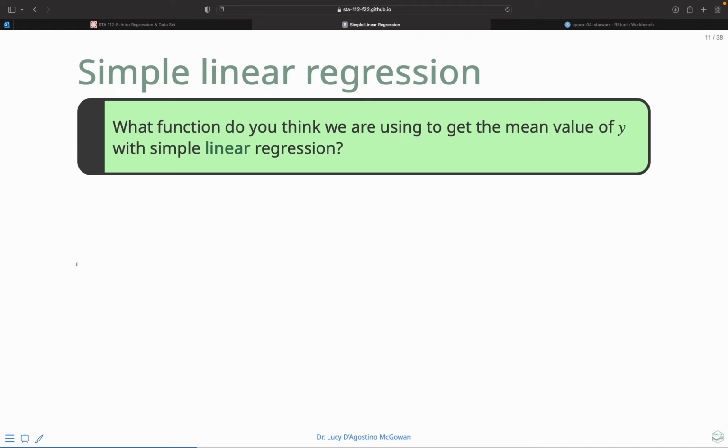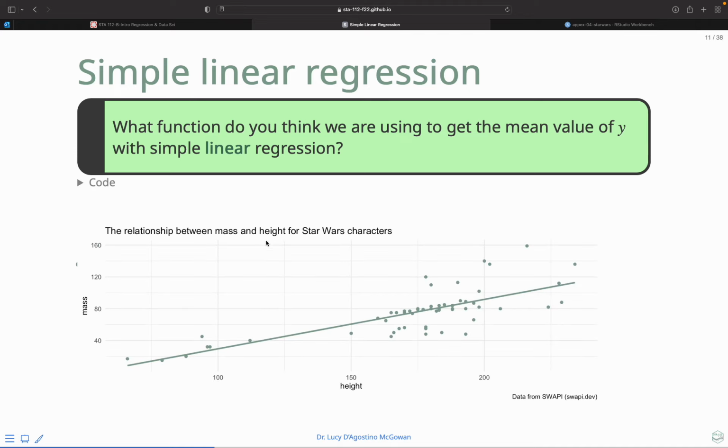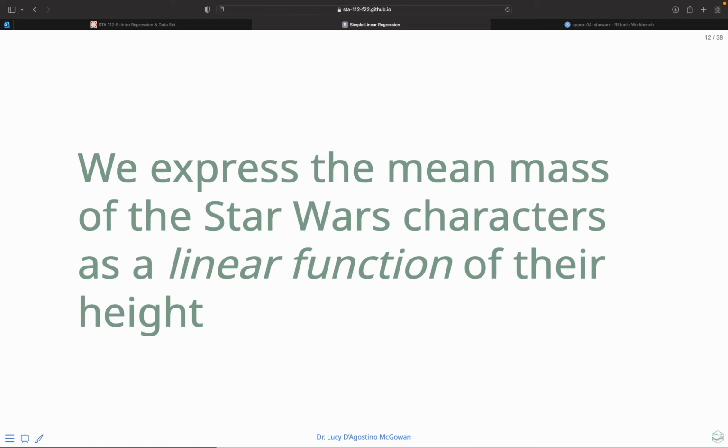Yeah, we're going to be using a line. So we're going to fit a line between our data. That's going to be our mean function, and that's how we're going to estimate the average value of y. So for any value of x here, for any value of height, we could guess the mass by using this line as basically our model to help us estimate it. For simple linear regression, the function is just a line. So you could say we express the mean mass of Star Wars characters as a linear function of their height.